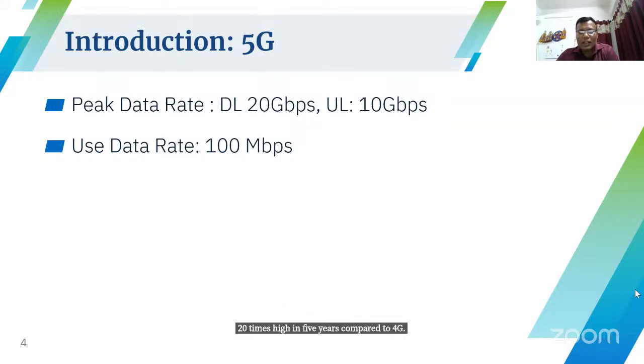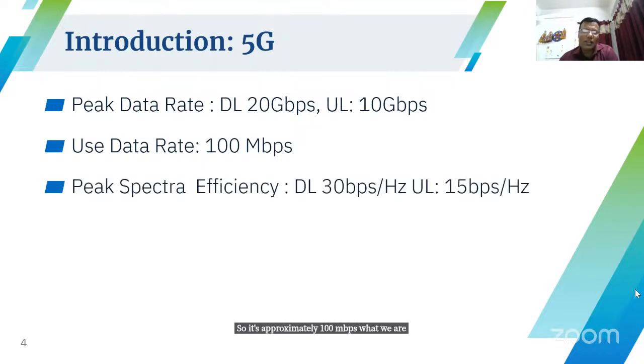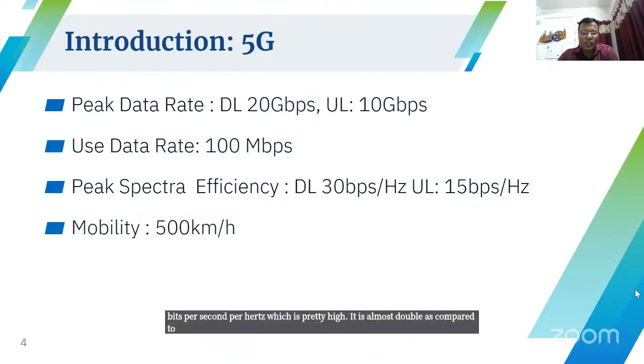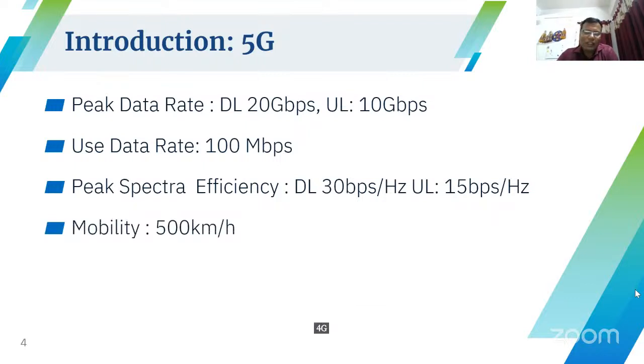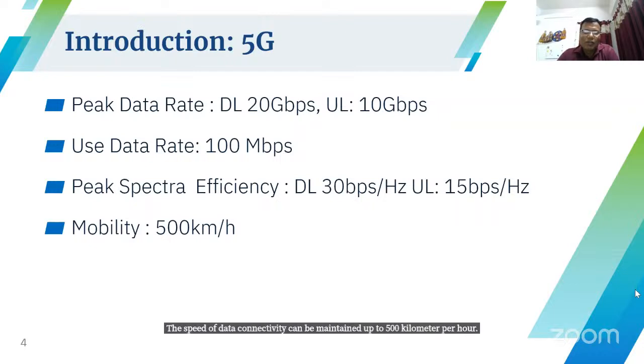The data rate for the user, actually it's a typo, it's the user data rate. It's approximately 100 Mbps what we are getting now with 5G, whereas for 4G it was only 10 Mbps. The peak spectral efficiency is 20 bits per second per hertz, which is pretty high. It is almost double as compared to 4G. Data connectivity can be maintained at speeds up to 500 km per hour, whereas in 4G it was only 350 km per hour.